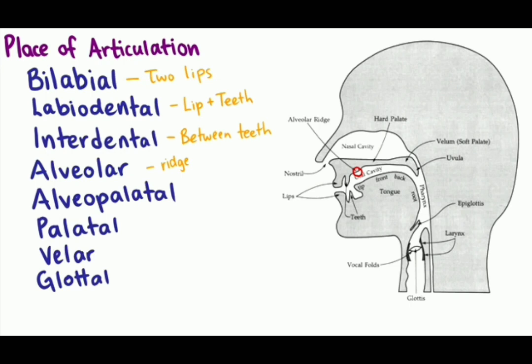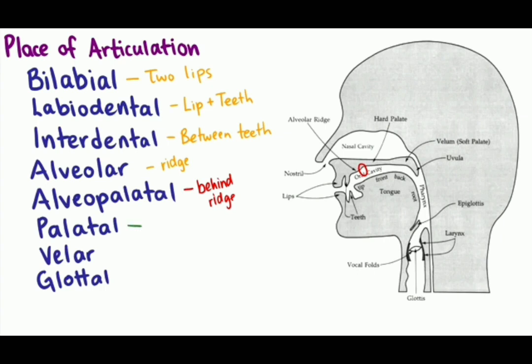Postalveolar is made just a little bit behind the ridge, and I'm going to erase the circle here, and the postalveolar would be a little bit behind it. So a sound like sh as in ship. If you feel S and sh, S and sh, you can feel there's a difference in how forward you are. S as in sip is on the alveolar ridge, while sh as in ship is a little bit behind.